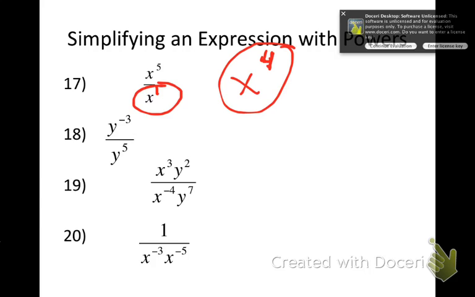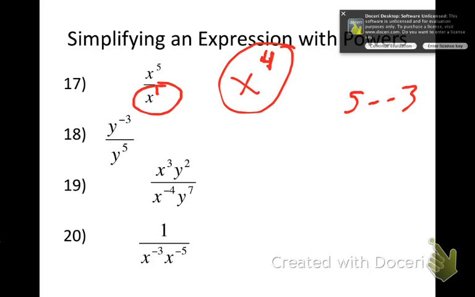Now comes number 18. Okay, y to the negative third over y to the fifth. Now, we're dividing, so we do need to subtract exponents. However, on problems like this, students, look for the exponent that's larger. Which one is larger? Y to the negative third or y to the fifth? Y to the fifth. So when I want to subtract them, I want to subtract them in the denominator. Okay? So 5 minus a negative 3.